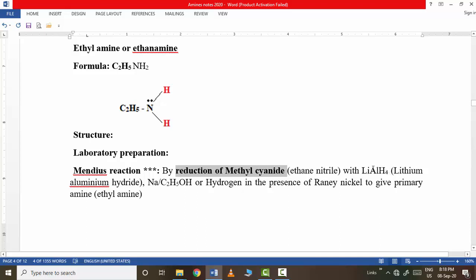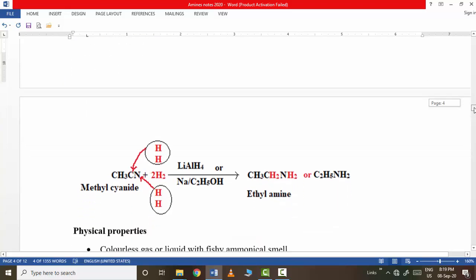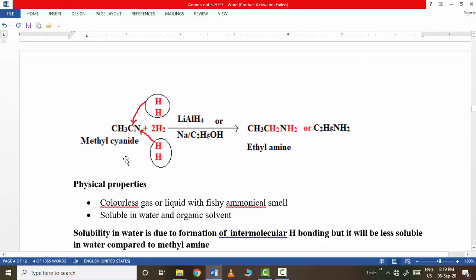Lithium aluminum hydride is a reducing agent, or sodium with the alcohol, or hydrogen in the presence of Raney nickel to give the primary amine, that is the ethylamine. So remember this explanation about the Mendius reaction, in which the methyl cyanide is undergoing reduction with lithium aluminum hydride, or sodium in the alcohol, or hydrogen in the presence of Raney nickel. In your textbook also you will find this reaction. So CH3CN is your methyl cyanide. CN is cyanide, so methyl cyanide.